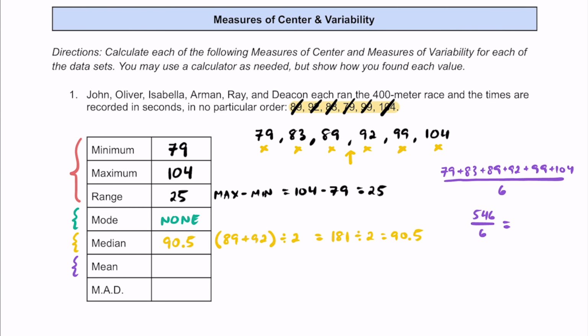546 divided by that 6, that's going to be 91 seconds. So if we took all the times and distributed them evenly, they all ran 91 seconds. But again, some were faster, some were slower. But the average speed between these 6 people was 91 seconds.